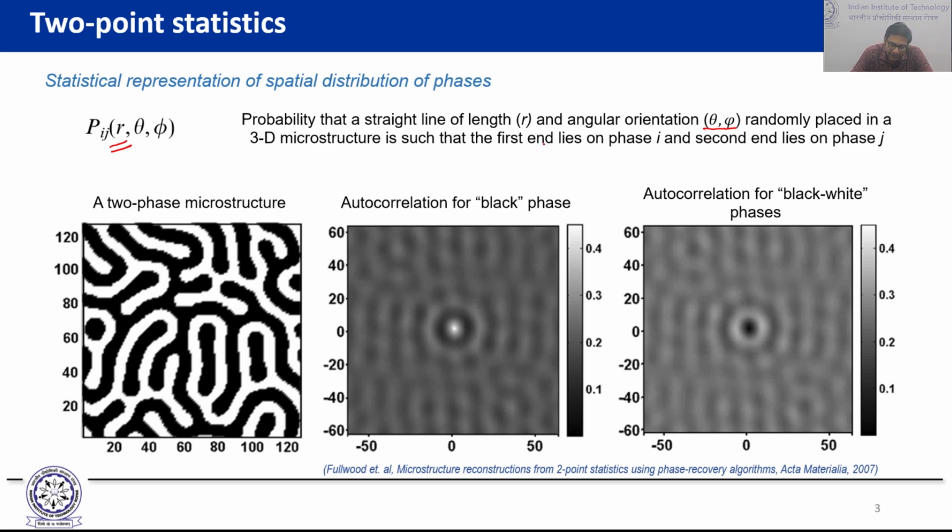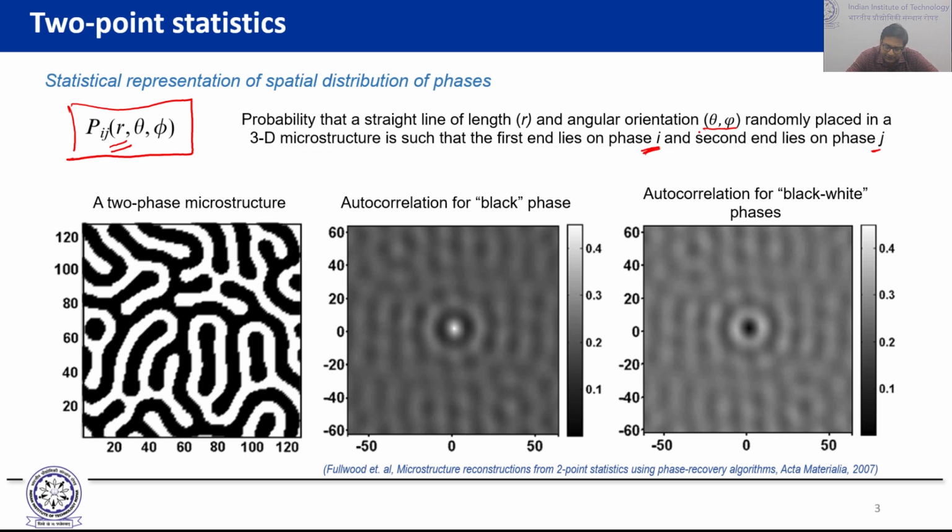So if I have a straight line of length r oriented as theta and phi, which is placed randomly in the 3D microstructure, then what is the probability that the straight line is going to connect such that the starting point of the line is lying on phase I, and the ending point of the line is lying on phase J? So this is basically what my 2-point statistics is going to give us.